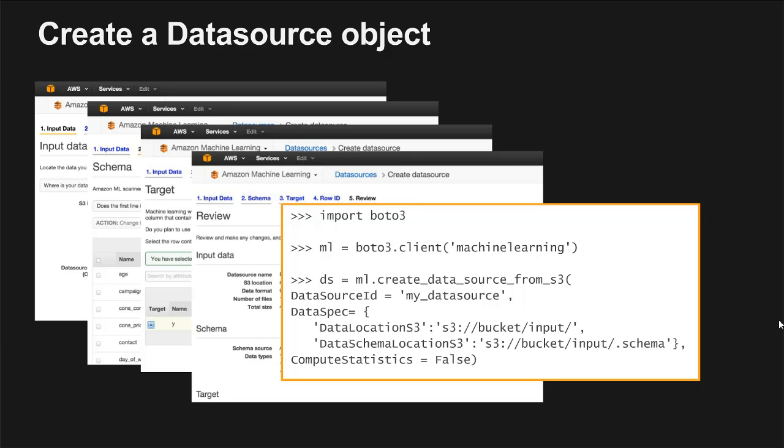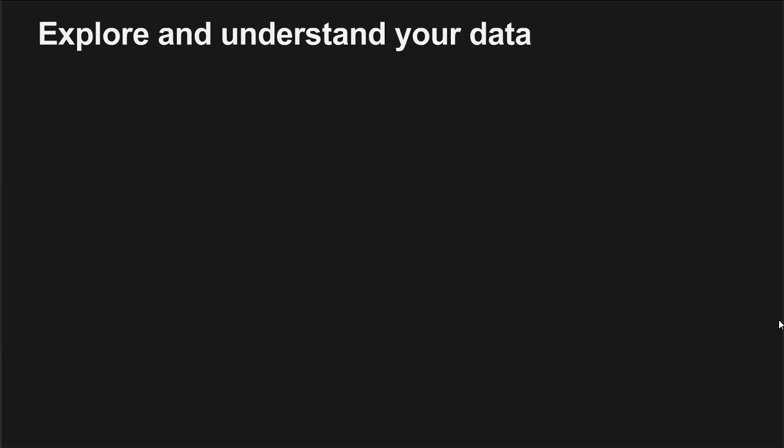Also, all of the steps that we take are present not only in the AWS console, but we also have an API. It's built into the AWS SDK, which means that you can use Python or any of the other supported languages in the AWS SDK with the machine learning service.